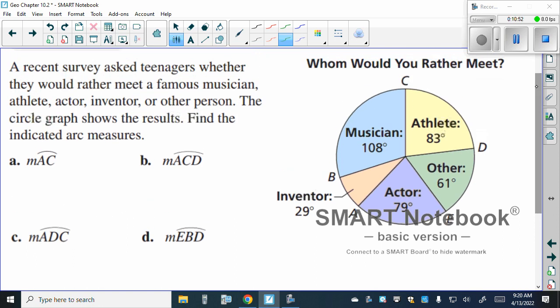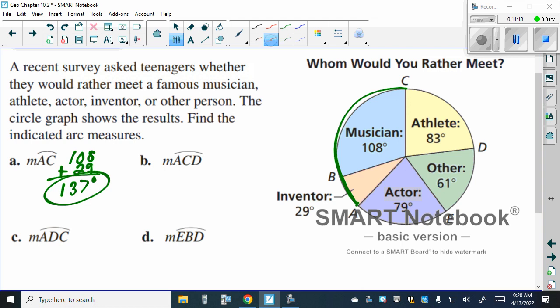So which two are we including for AC? The inventor and musician, because again, only two letters, so we're going the shortest distance. So we would be adding 108 and 29. So the measure of AC is 137 degrees.